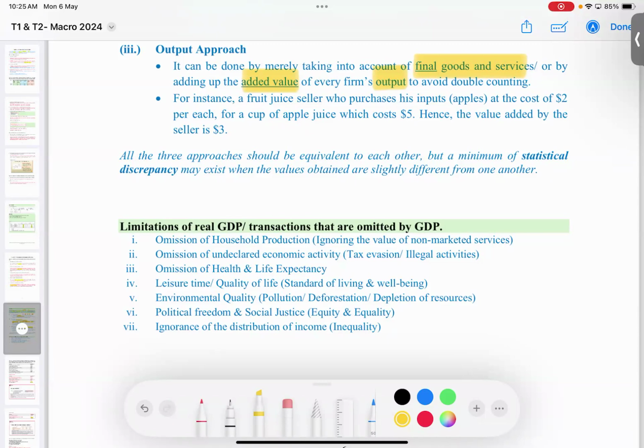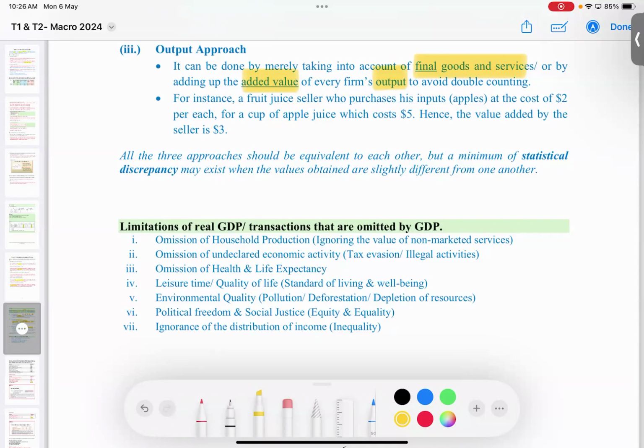So in the exam, if they ask you to briefly explain the limitations of GDP, these are the answers over here. These are the things that have been ignored in the GDP. There are a lot of points. Choose the points that you are comfortable with and are able to explain. Let's say they say that real GDP omits health and life expectancy. Then you explain why: because real GDP only looks into the value of goods and services, but does not take into account the standard of living, the living environment and so on.